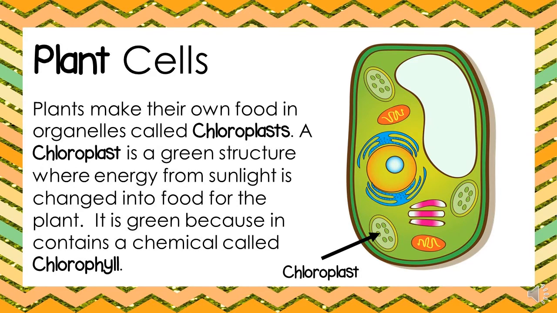Inside, one of the major differences, aside from the shape of the cell, the vacuole, and the cell wall, is the chloroplast. We talked about chloroplasts when we talked about photosynthesis. Chloroplasts are where photosynthesis occurs. They are filled with a green chemical called chlorophyll, and that's what gives plants their green color. The chloroplast is where the energy from the sun is changed into food or sugars for the plant through the process of photosynthesis.